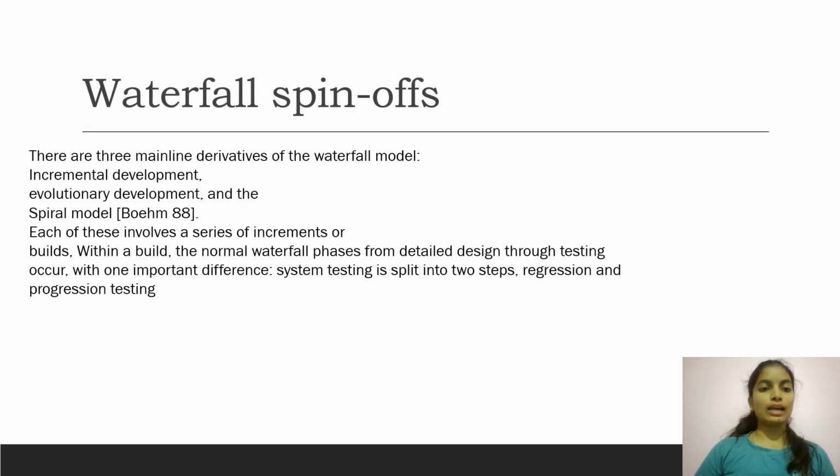Spin-offs. There are three mainline derivations of the waterfall model. The first one is incremental development, the second one is evolutionary development, and the third one is the spiral model. Each of these derivations has a series of increments or builds within a build. The normal waterfall phases from detailed design through testing occur with one important difference. System testing is split into two steps, regression and progression testing.